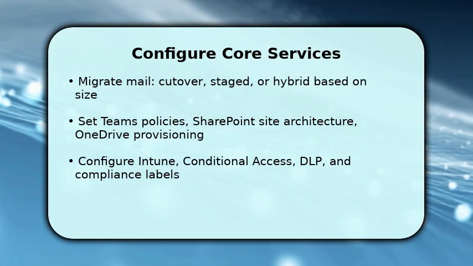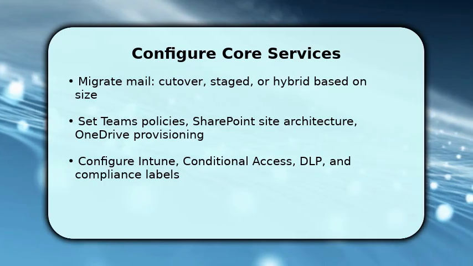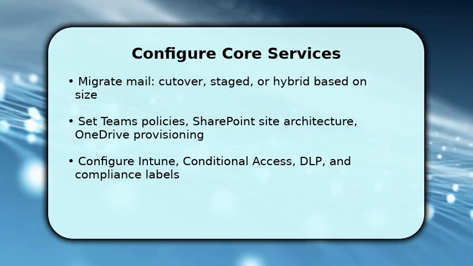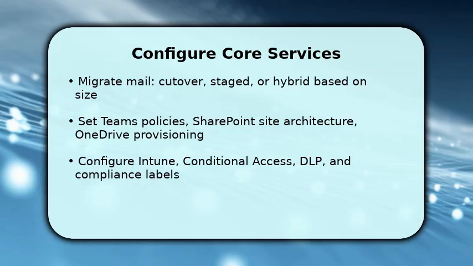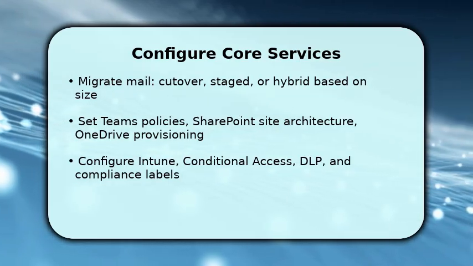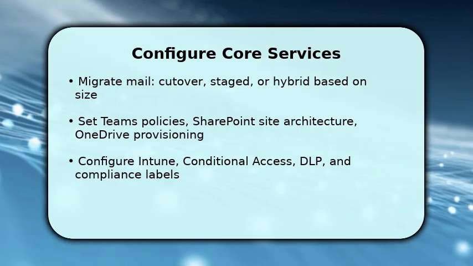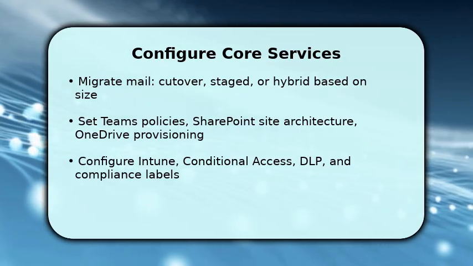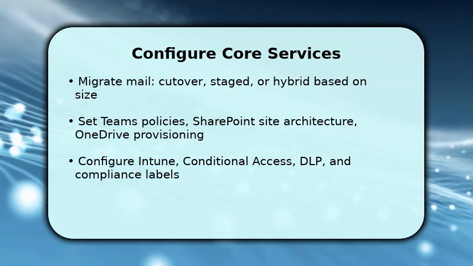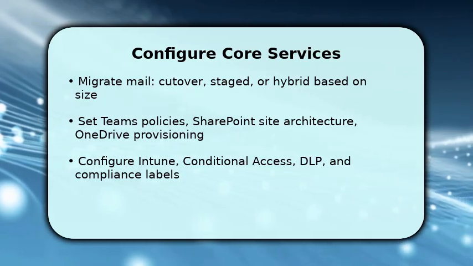Next, focus on the core services and integrations that run daily operations. Migrate mail using the method that fits your environment. For larger orgs, pick staged or hybrid to reduce disruption. Configure Teams with meeting and external access policies, and design SharePoint sites and OneDrive quotas to match workflows.